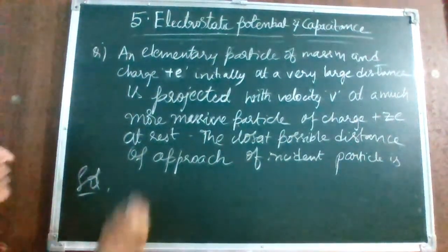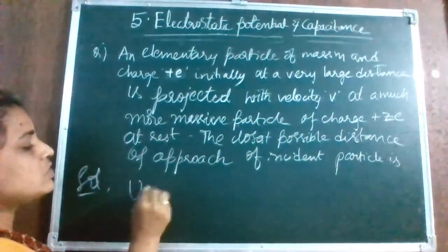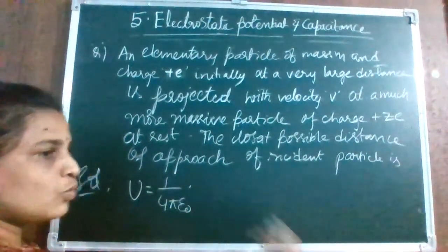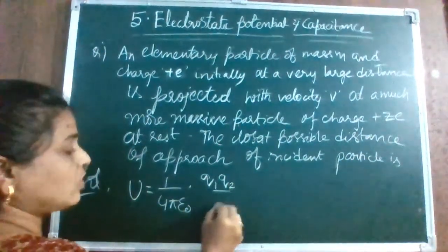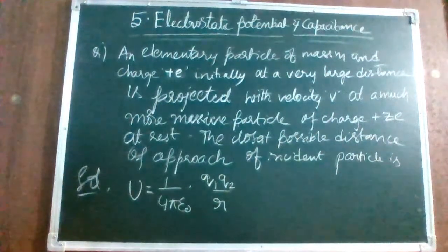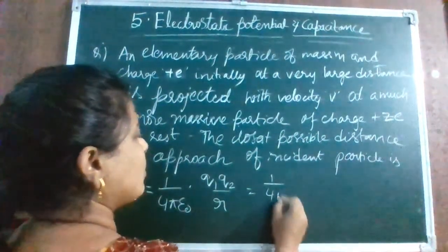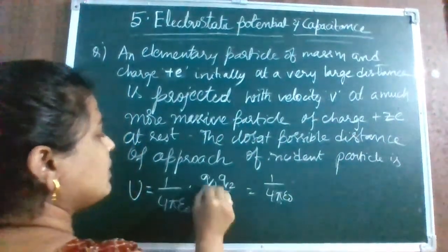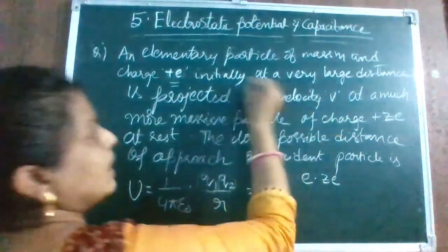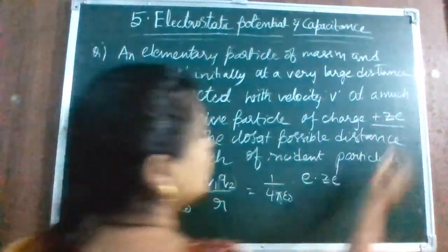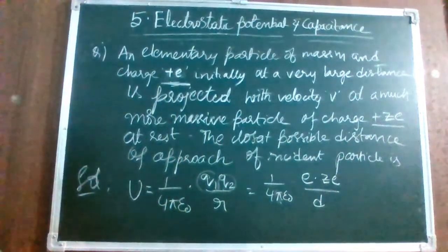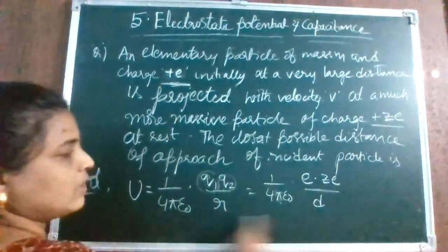For this one, we have the equation U, that means the potential energy stored in the particle, equal to 1 by 4 pi epsilon naught into Q1 Q2 by R. In place of Q1, the first charged particle is e. In place of Q2, Ze, another charged particle of charge Ze he has given. So Ze by the distance d. In place of R we have to place d.